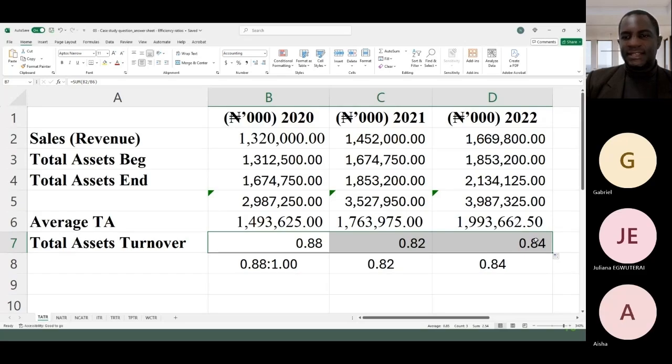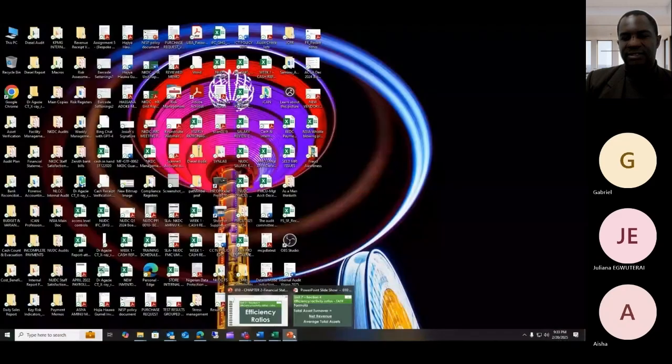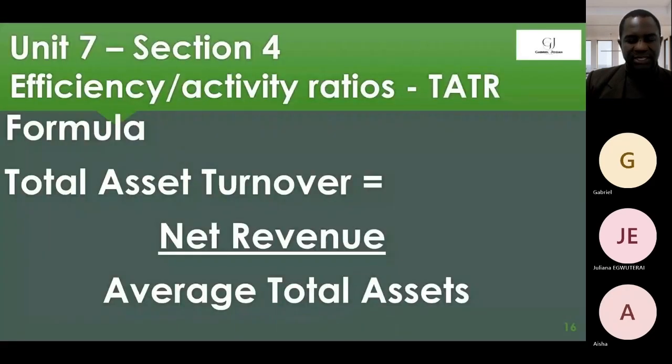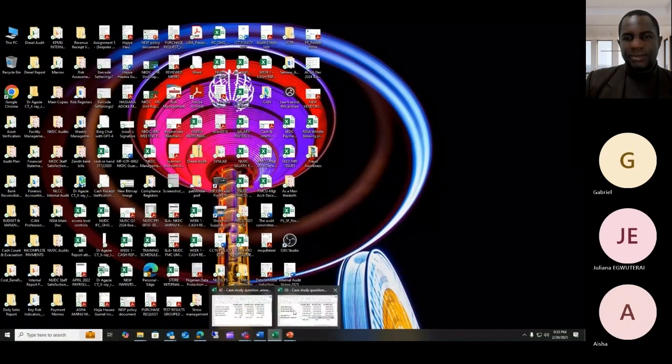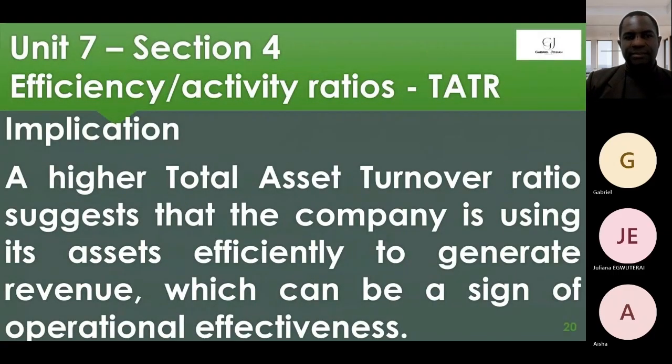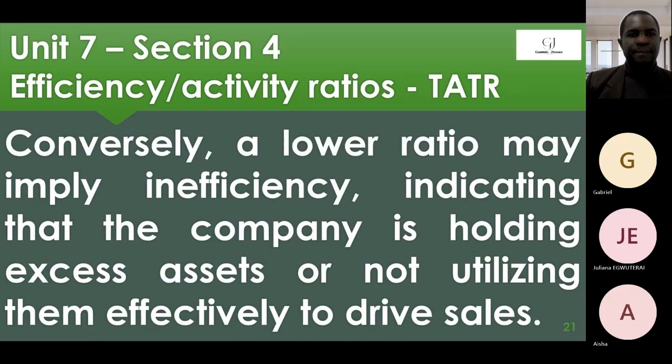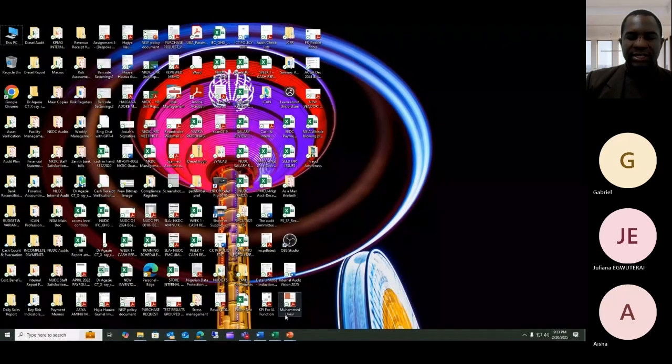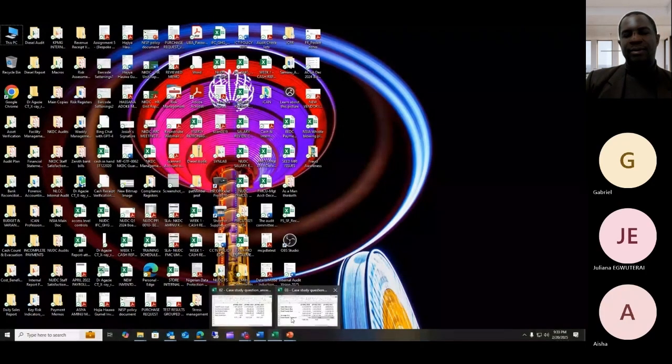So for these years, we didn't even achieve up to one of our investment. We just did 88%, 82%, and 84%. So in my view, it's low. But let's look at what it means. The implication is that a higher total asset turnover ratio suggests the company is using its assets effectively or efficiently to generate revenue, which can be a sign of operational effectiveness. Exactly. While conversely, a lower ratio. So in this case, it's low. They didn't even break even. Let's use the word break even.